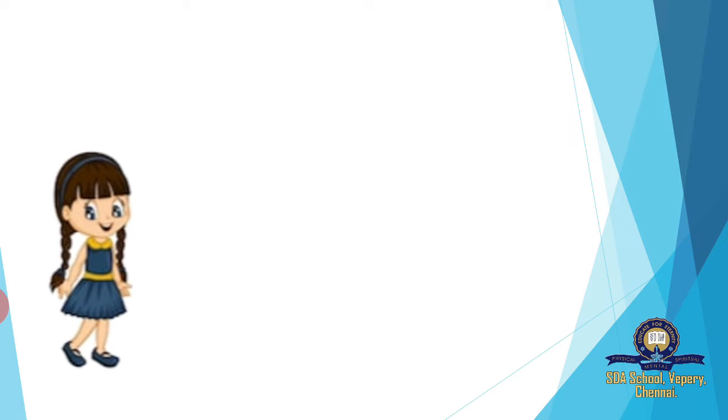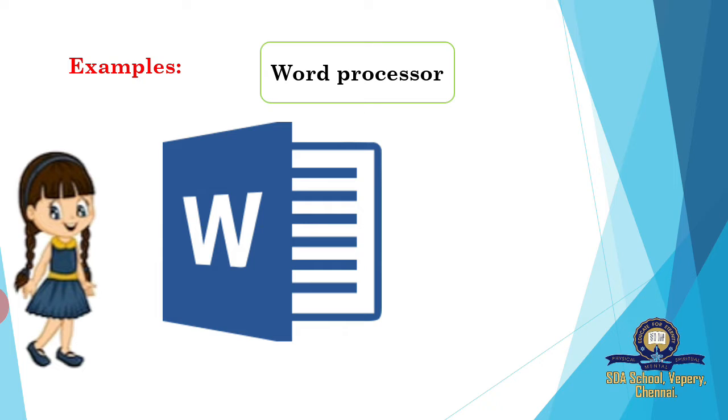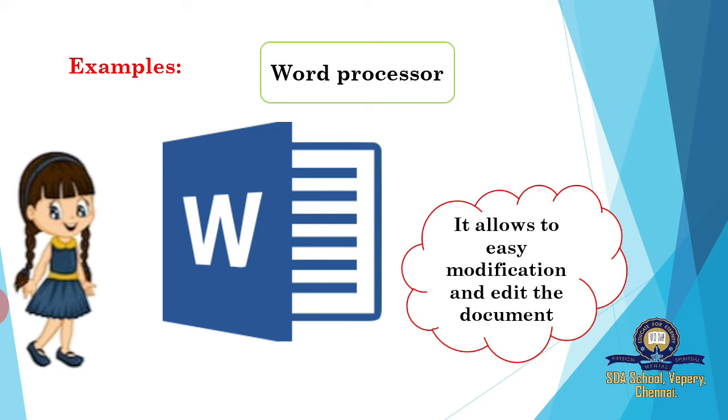Then the example for general purpose application software is the word processor. It is MS Word, Microsoft Word. This software is used to print a letter, a notice, a memo or any application. It allows easy modification and editing in the typed document; we can easily edit or modify the document. Word processor is an example of general purpose application software.